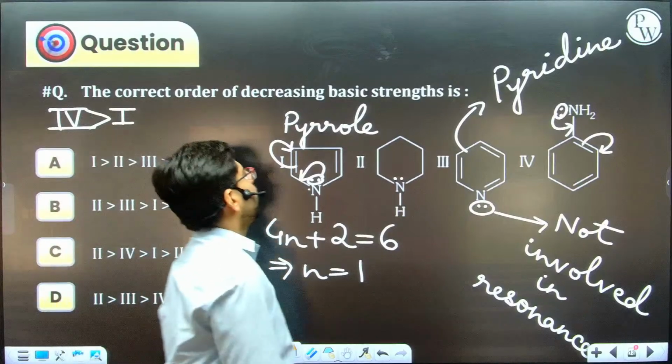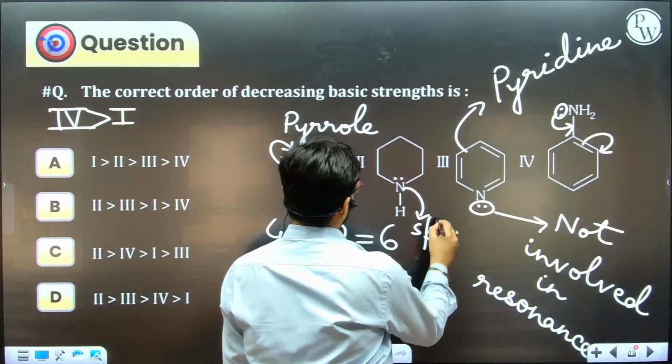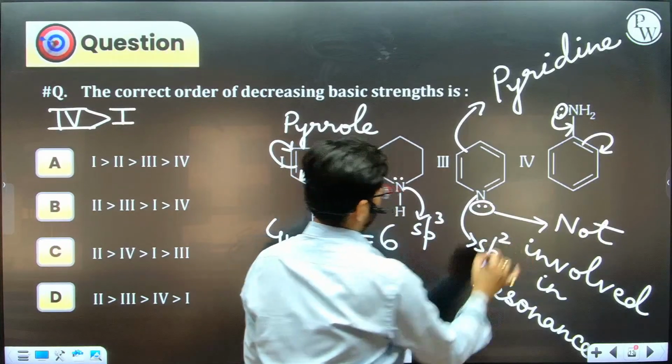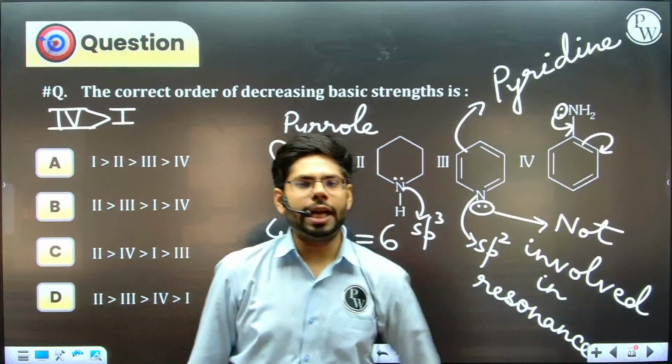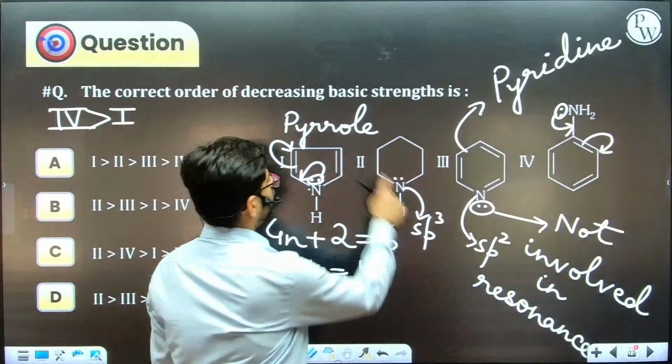Okay. Now 2 and 3. This nitrogen is sp3. This nitrogen is sp2. sp3 nitrogen is always more basic than sp2 nitrogen. So 2 is more basic than 3.